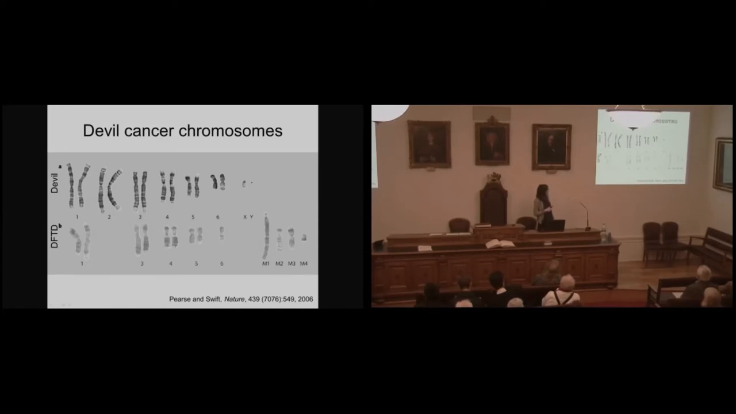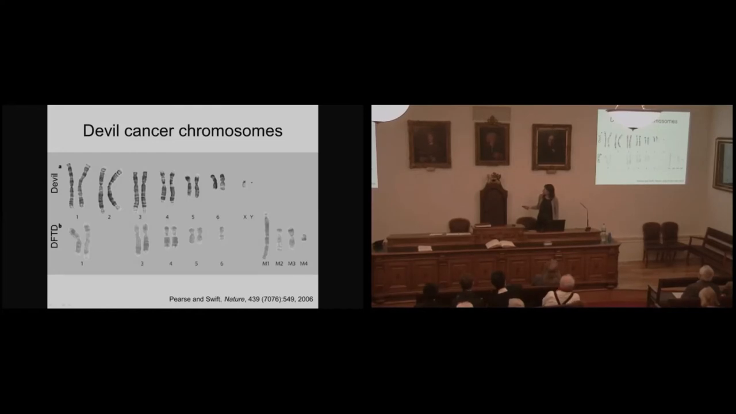They looked at DFTD chromosomes, and they found that DFTD had a very unusual set of chromosomes. So you can see, for instance, both sets of chromosome 2 appear to be missing. There don't seem to be any X or Y chromosomes there. There's only one copy of chromosome 6. Over here we have these things called M chromosomes, which are basically unidentified chromosomes. They don't really look like anything in the normal devil.